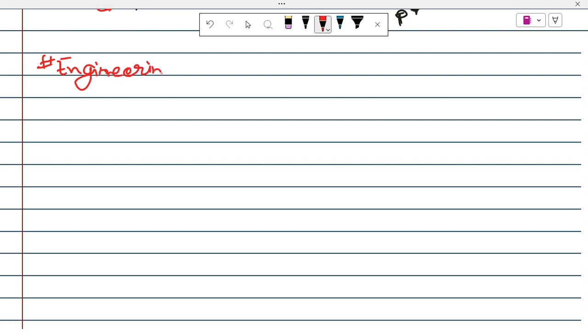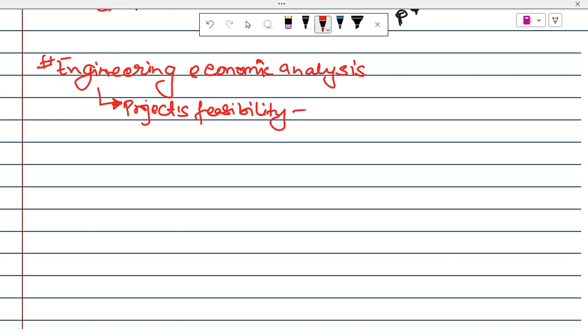Engineering economic analysis is useful for evaluating whether the project is beneficial or not. It evaluates project feasibility, which is of course economic feasibility as well as financial feasibility.